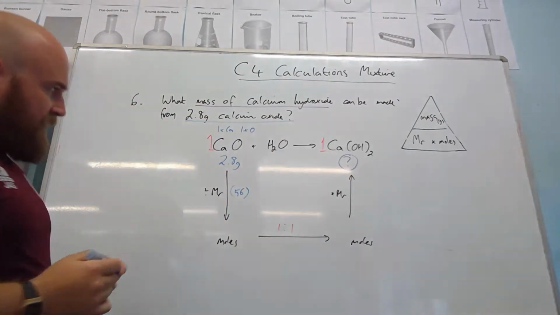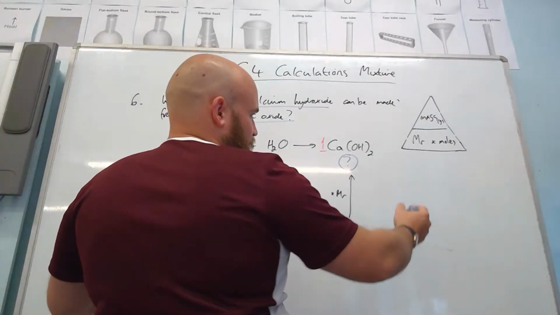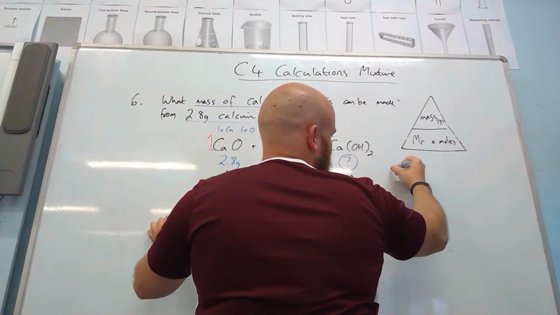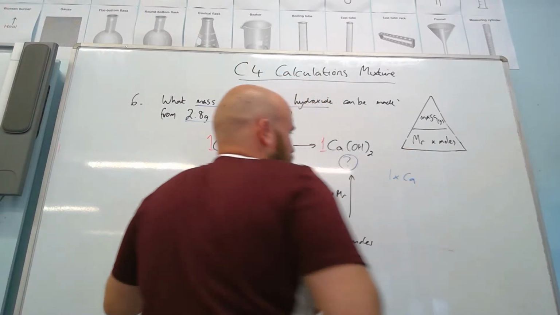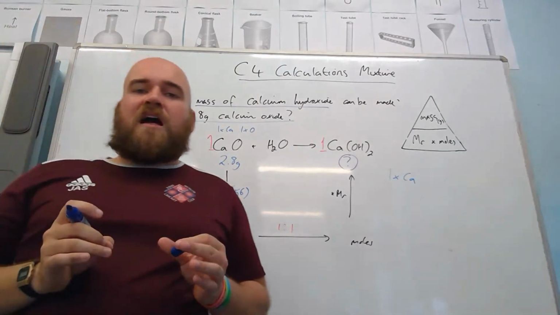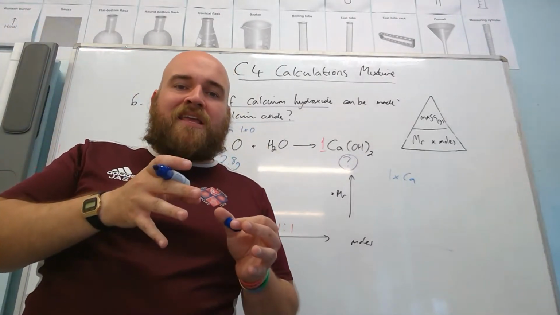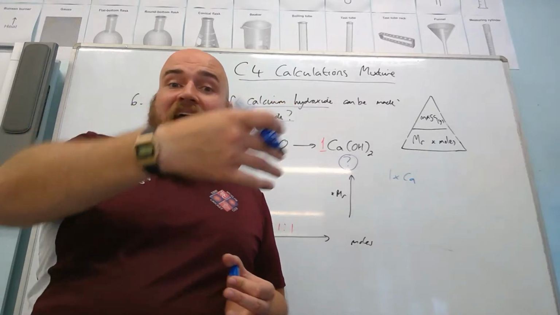Yeah. It's a little bit trickier with calcium hydroxide because there's brackets. So what have I actually got here? I've got 1 calcium, and then if you've got brackets, you have to multiply by whatever is inside the bracket by the little number that comes after the bracket.